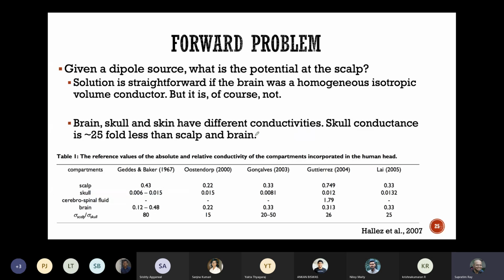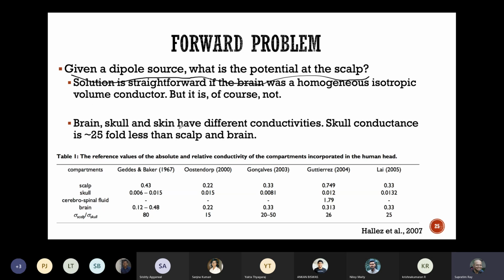Okay, so now I'm going to talk about the voltage forward problem. I did some of this in the other course as well, the introductory neuroscience course, so some of you who have taken that course may remember this. So here's the question: given a dipole source, what is the potential at the scalp? As I said, it's a straightforward thing for us to do if the brain was homogeneous and isotropic, I'll tell you what that means in the next slide. But it's not, and that is what complicates things.